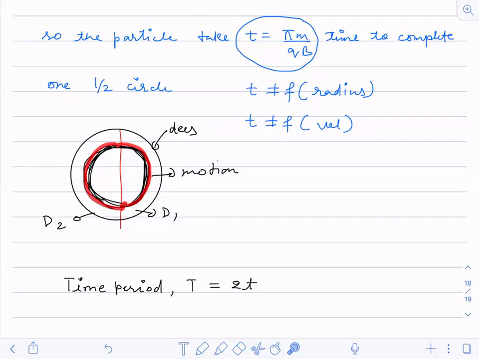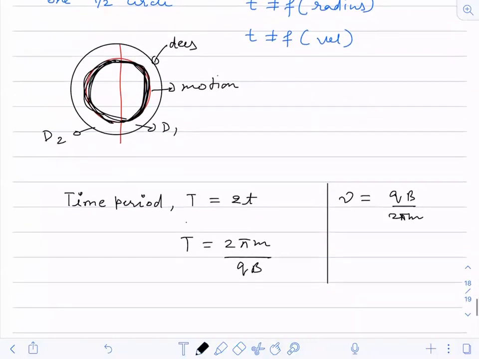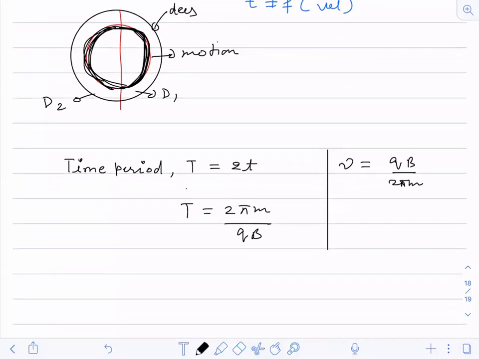Now, what is this time period that we have? This time period capital T is 2 pi m by qB. From here, I can calculate the frequency also. Frequency will be qB by 2 pi m. This is our third and fourth equation. Understood? Now, if you want to calculate the cyclotron frequency.